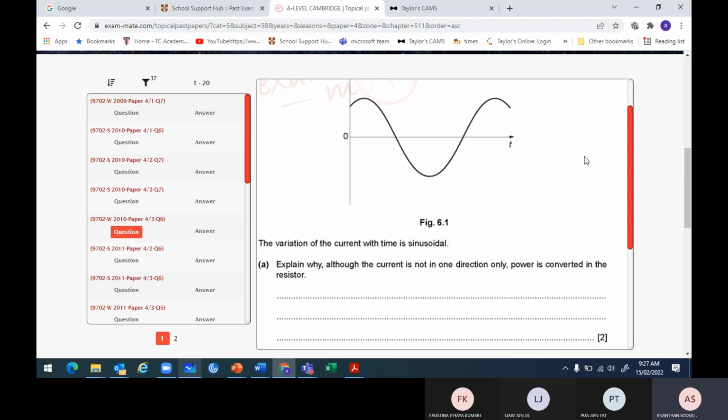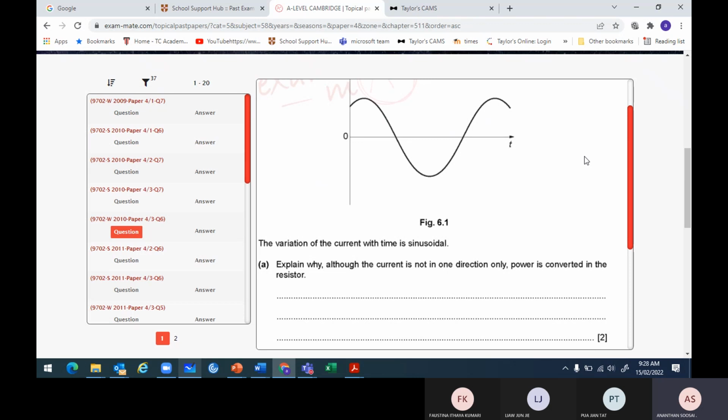Whether the current is flowing to the right or to the left, power is still transferred to the load. Maybe a light bulb: the light bulb always lights up, whether the current flows to the right or to the left. You get the power. Why? Because power is a scalar quantity. It is not affected by the direction of the current flow. So you always get power regardless of which direction the current is flowing.